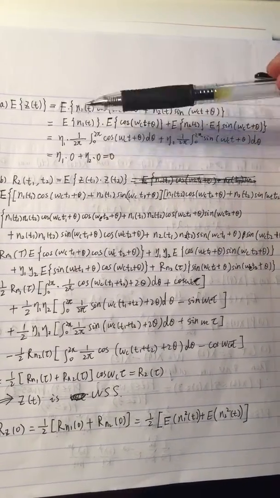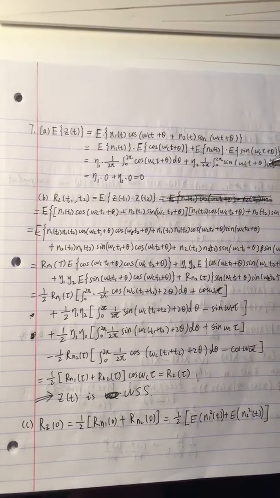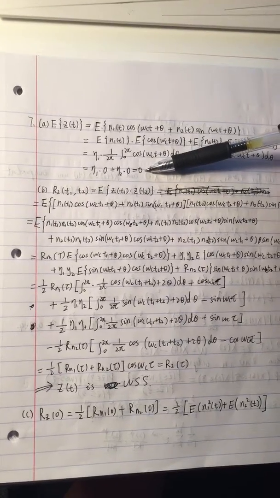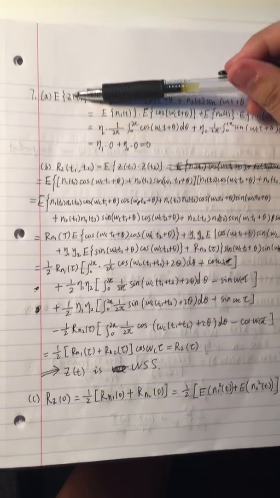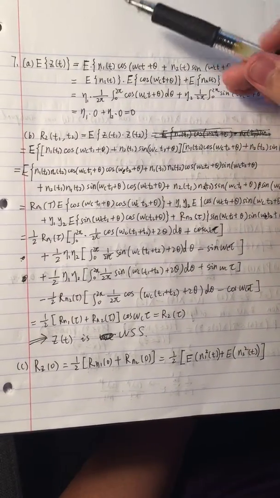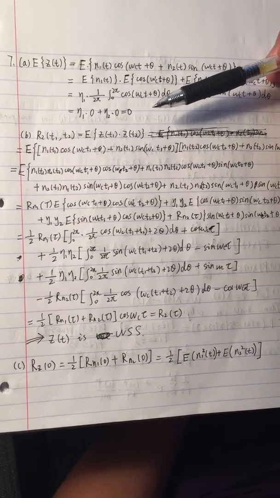So after that we can easily find that eta 1 times this integral is 0, and this one is also 0. So that is 0 plus 0, which is 0. So first, the E of z of t is 0. So the second one, we need to find R_Z(t1, t2), and we need to determine if Z(t) is WSS.